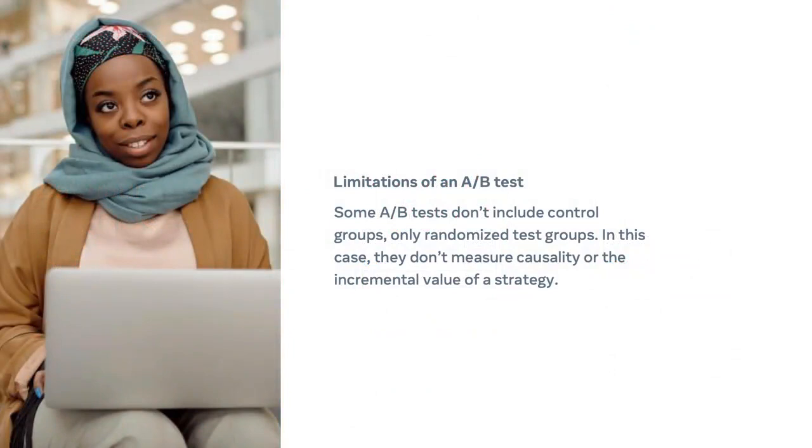A/B tests enable you to test multiple campaign strategies against one another. However, some A/B tests don't include control groups, only randomized test groups. In this case, they don't measure causality or the incremental value of a strategy. In that case, the A/B test only identifies correlation, not causation.